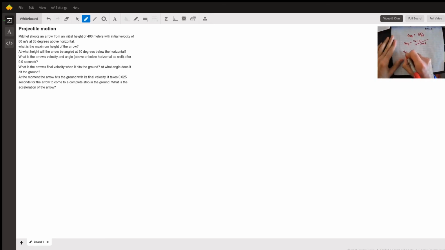So A average, I keep messing that up. A average is equal to, so my v final is 0 because it comes to a complete stop, equals 119.24 meters per second over 0.025. If I plug this into a calculator, 119.24 divided by 0.025, that's negative 4,769.6 meters per second squared. And that makes sense because this thing is slowing down. It's decelerating into the ground.